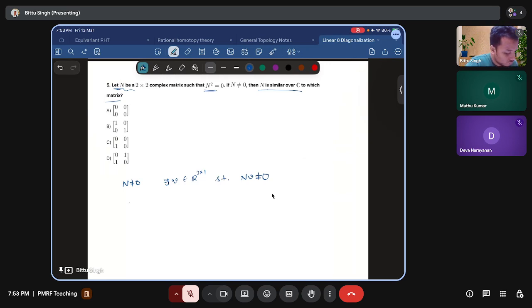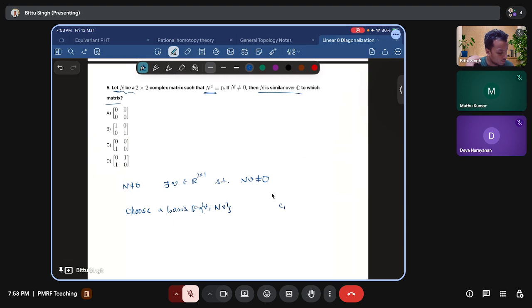So choose a basis of this form: v, nv, where v is non-zero and nv is also non-zero. So this is a basis. You need to see why this is a basis. If those two are linearly independent, that will be a basis because there are two different vectors. But we need to show that those two are linearly independent.